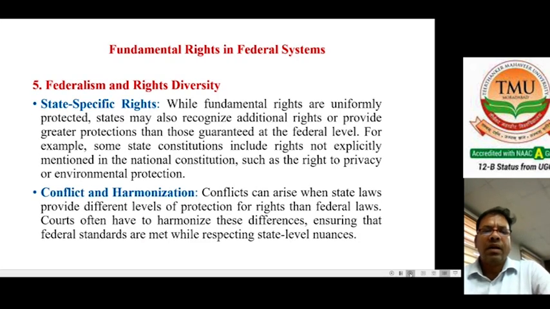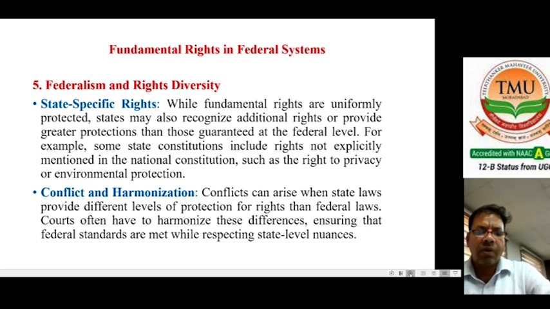Next is federalism and diversity, state-specific rights. While fundamental rights are uniformly protected, a state may also recognize additional rights or provide greater protections than those granted at the federal level. For example, some states' constitutions include rights not explicitly mentioned in the national constitution, such as the right to privacy or environmental protections.